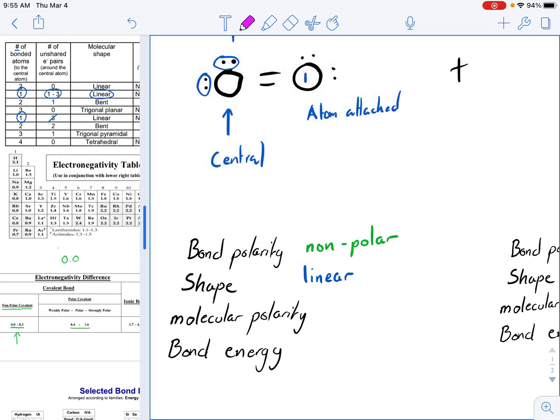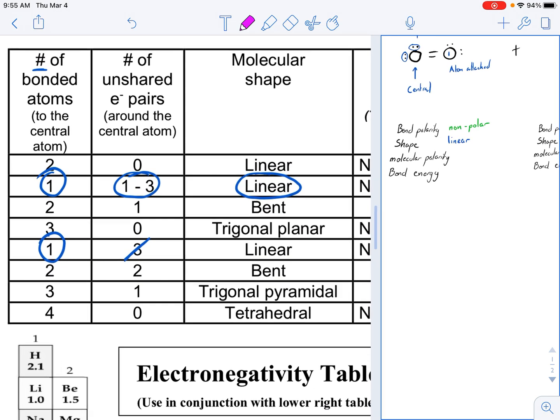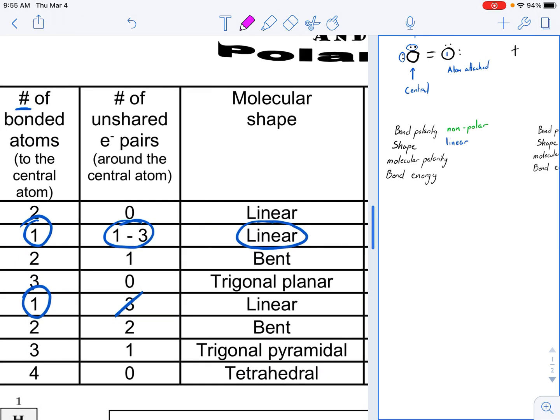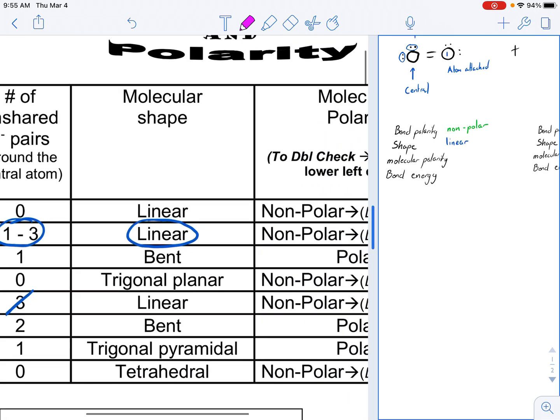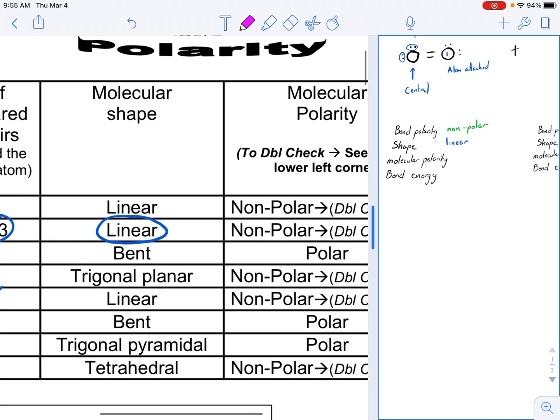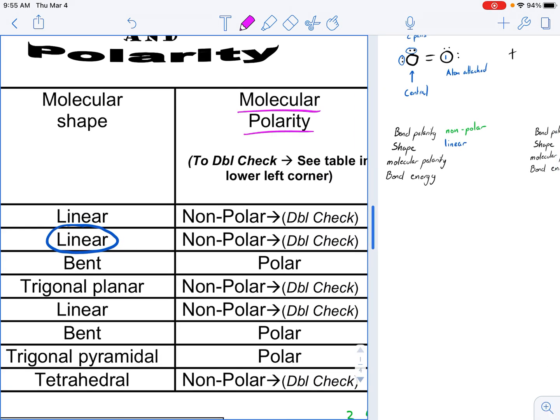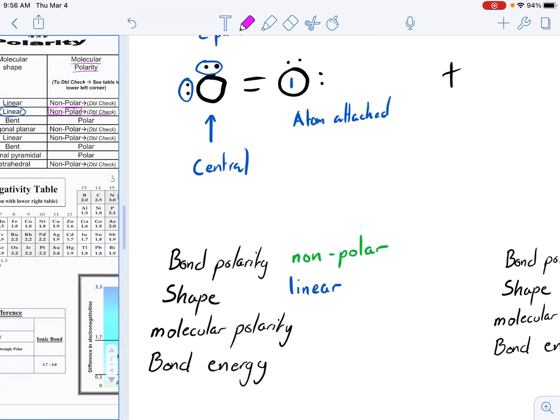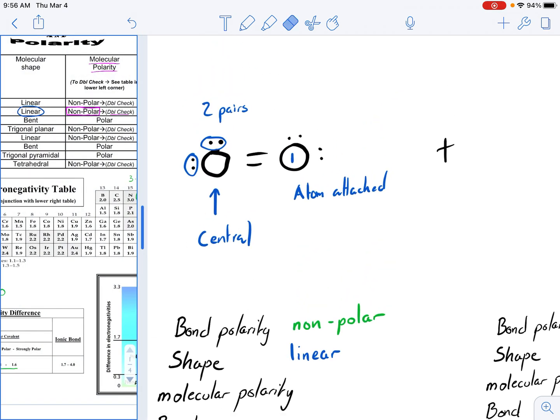Next, we're going to look at molecular polarity. We're going to use this chart where we looked at the shape of it. We found out that it's linear. And then we scroll across and see the molecular polarity. And linear, most of the time, they're going to be non-polar. But it does say double check. So what do we need to do for this double check? We think it's non-polar, but we have to check and make sure that it is actually non-polar. All right, so what is it we're checking?